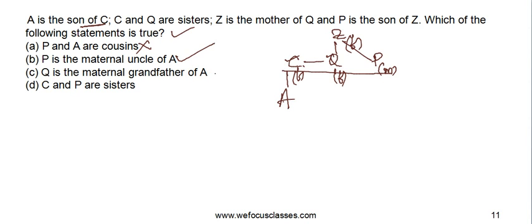Q is the maternal grandfather of A. So Q is a female, she cannot be a father. So C and P are sisters. So C is a female and P is a male. So they can never be sisters. Now go to the next problem.